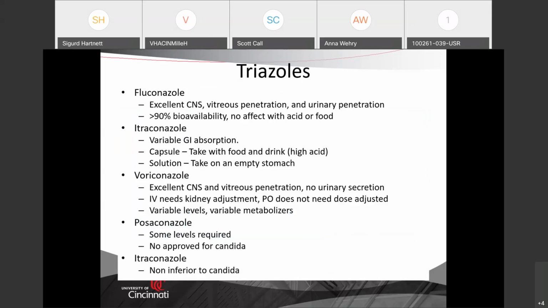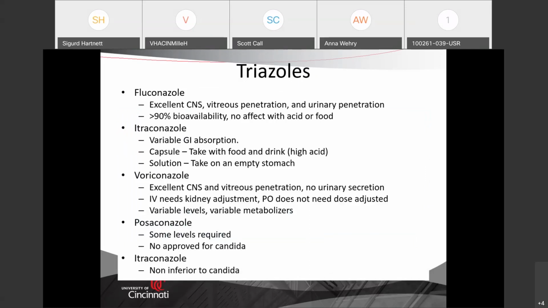Like I said, I was going to mention the triazoles a little bit more, because I think the triazoles and the echinocandins are the two we use most commonly, but the triazoles are really different as we increase in generation. Fluconazole, we're not going to talk about ketoconazole, but fluconazole is the lower of the generations. It has really good CNS penetration, really good vitreous penetration, and really good urinary penetration.